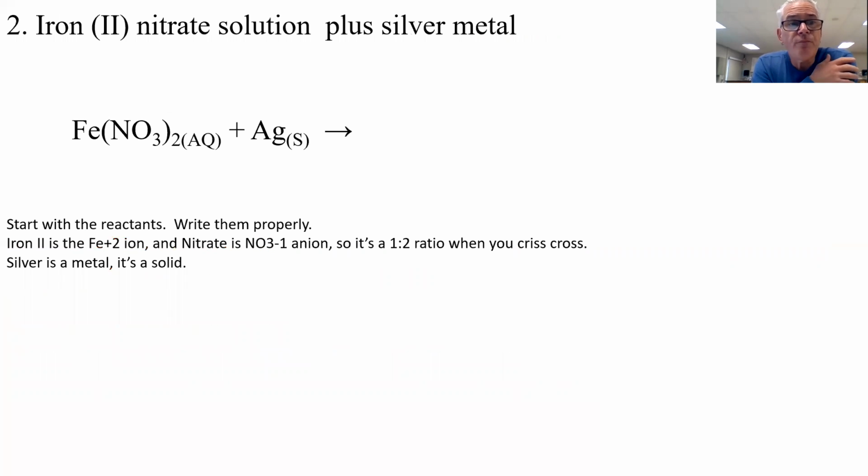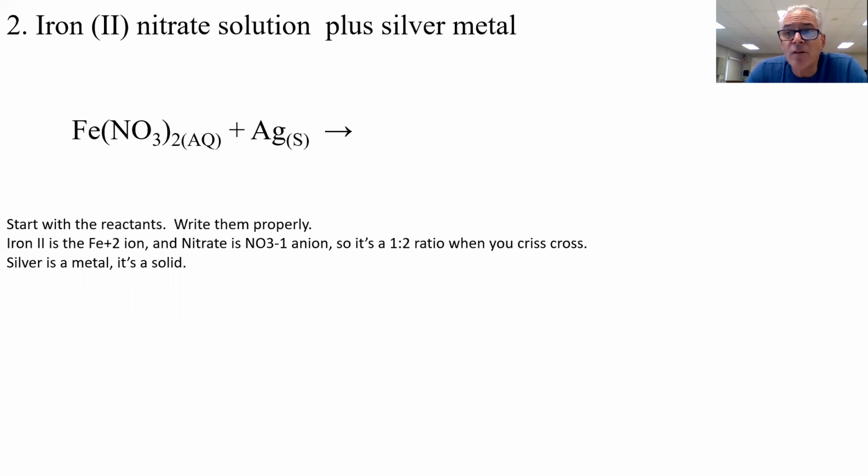Number 2, iron Roman numeral 2 nitrate solution plus silver metal. Iron Roman numeral 2, put your finger in box number 26 for iron. Iron makes a positive 2 ion or a positive 3 ion. Here it's positive 2. And if it's positive 2 and nitrate's a negative 1, nitrate's on table E, we're going to get Fe, and then NO3 in parentheses doubled because it's a plus 2 and a minus 1. Silver, element number 47, is a solid because it's metal.